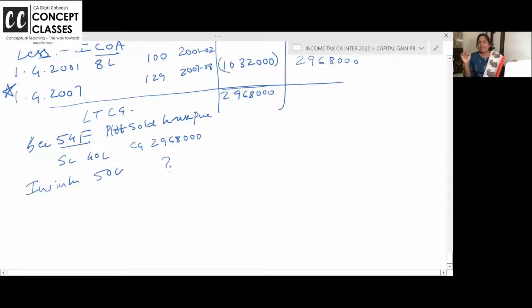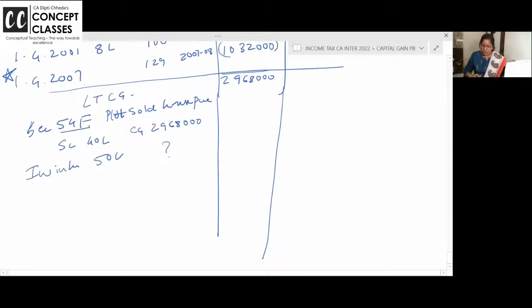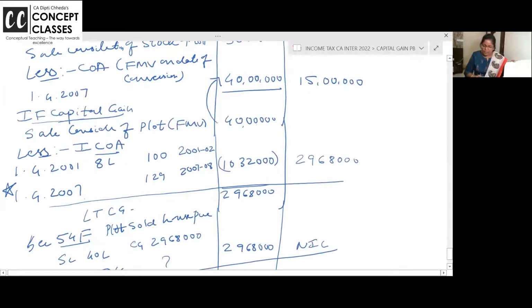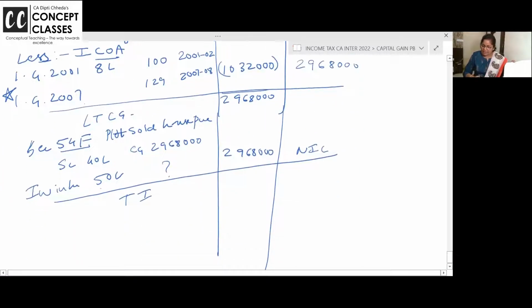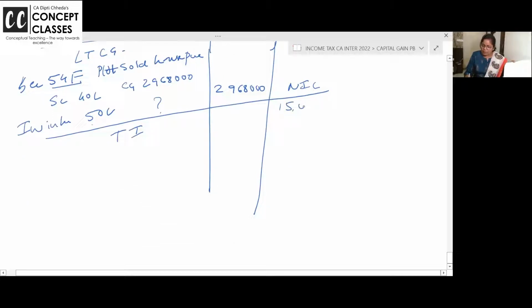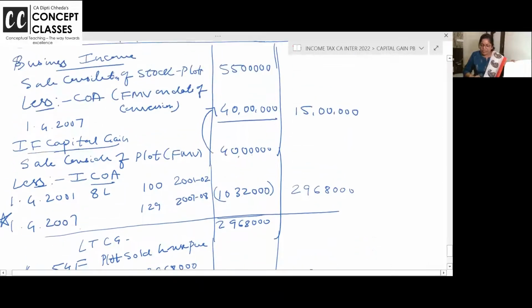I know I've taken a technical problem; we will do simple 54F problems first, but this is good, do it. I hope you all are following. If you want problem revision also tomorrow with the concept, we will do it. So for 40 lakhs this much is exempt, for 50 how much? So the whole 29 lakhs 68,000 is exempt. And what is the capital gain? Nil. What will be the total income in that year? In 15-16, 15 lakh rupees business income. The story is over only till the interval.